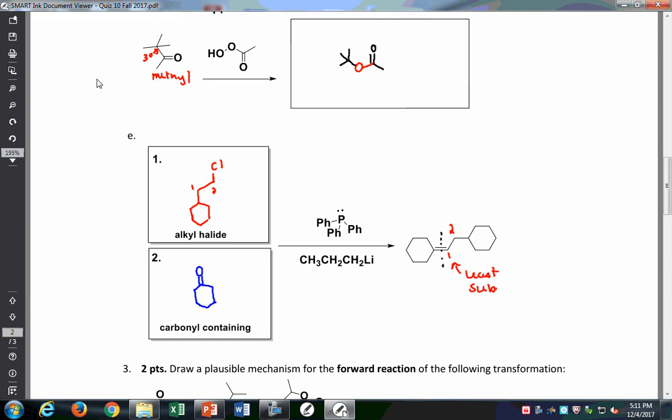So technically this could work with a secondary alkyl halide, but this is the better route with the least substituted. If they're both equally substituted, then either route will work, just as equal. But you want your alkyl halide to be least substituted because it will work better.